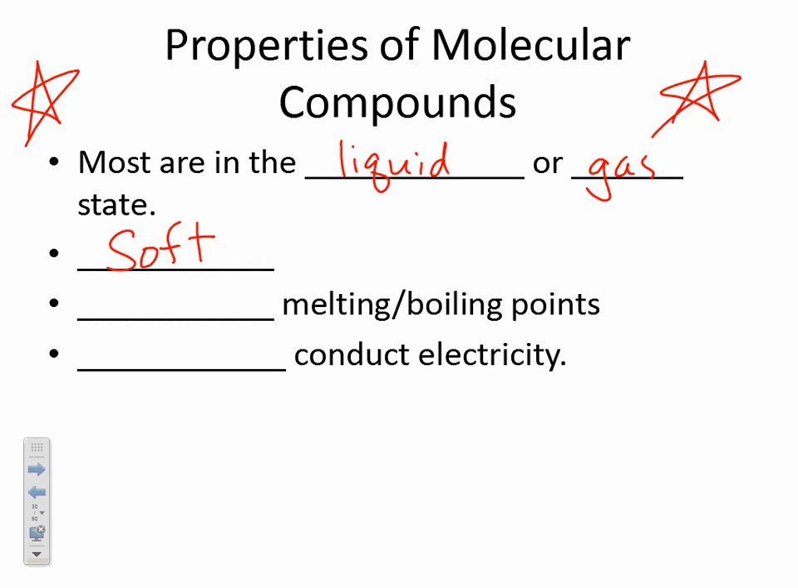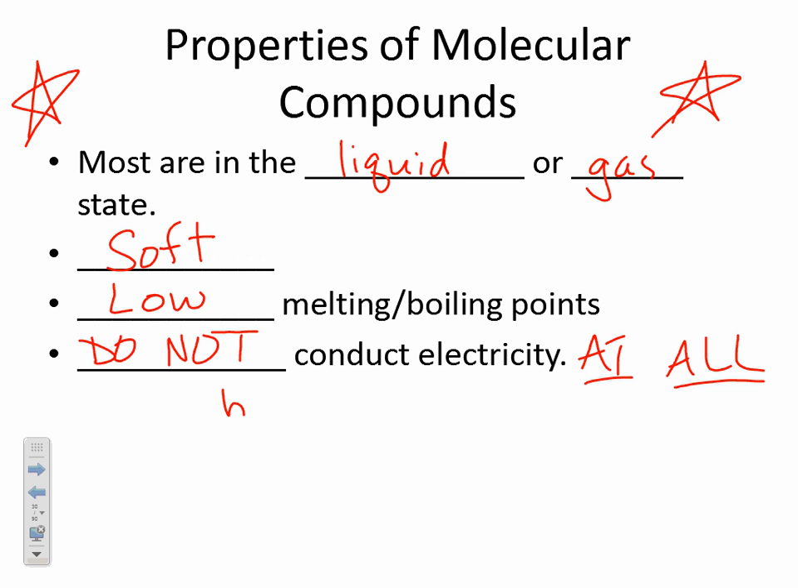The attractions that hold together ionic compounds are much stronger than the attractions that hold together molecular compounds. They have very low melting points, low boiling points, and they do not conduct electricity at all, ever. The reason is that there are no charges. There are no charges involved in covalent bonding at all, right? There's no charge. It's just the sharing of electrons. So we don't have a time where we're going to have moving charges.